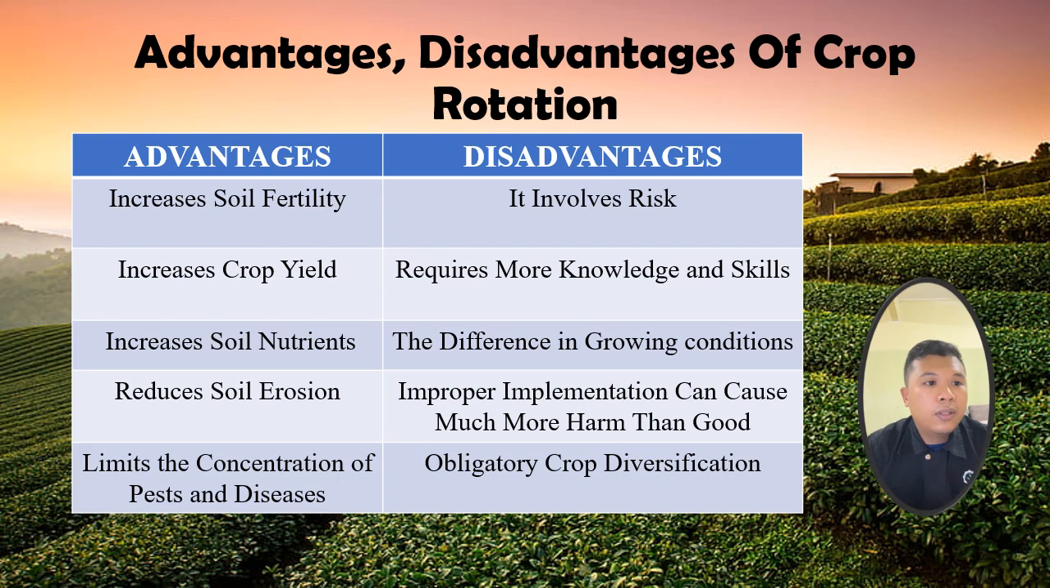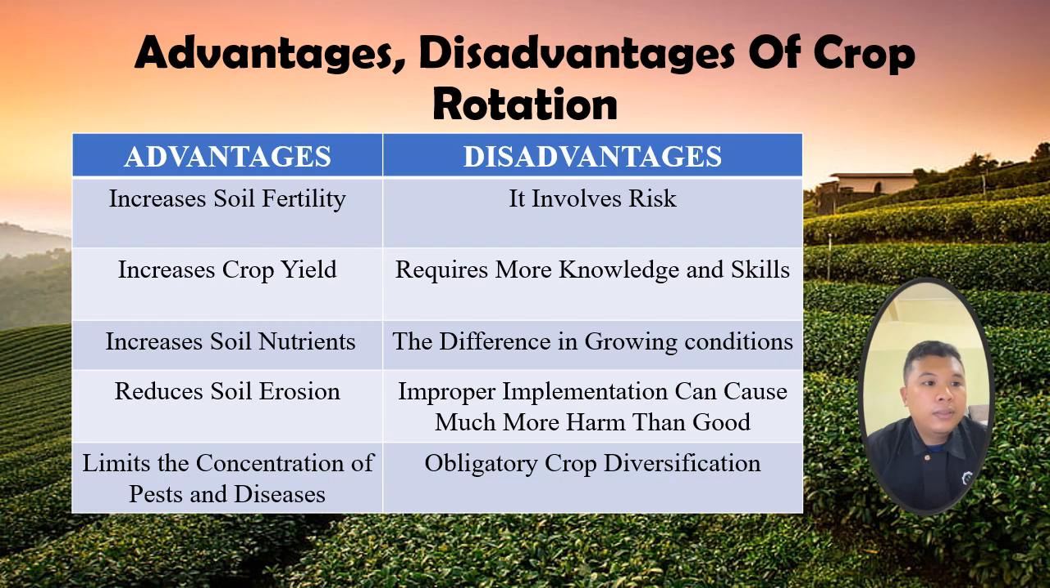So number 3, the advantage, increase the soil nutrient. Disadvantage, the difference in growing conditions. Number 4, the advantage, reduce soil erosion. Disadvantage, improper implementation can cause much more harm than good.